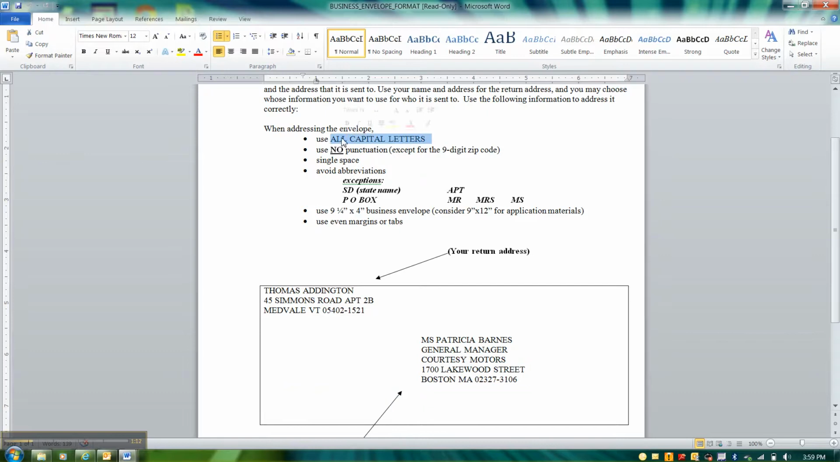You have to use all capital letters, don't use any punctuation at all, single space things, avoid abbreviations except for the ones I've mentioned here, and use even margins or tabs. So again, take a look at this because it's very specific. It's only a 10-point assignment, but I will be paying a lot of attention to using capital letters and no punctuation and all of the other information I leave you here. So make it look just like the one on this page, okay?